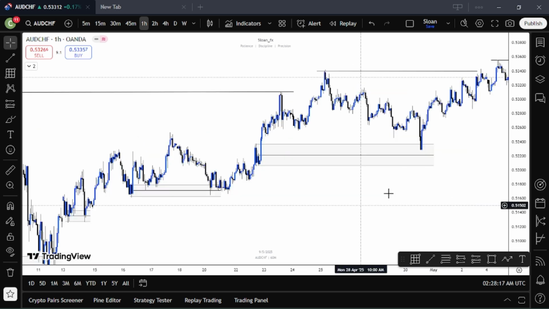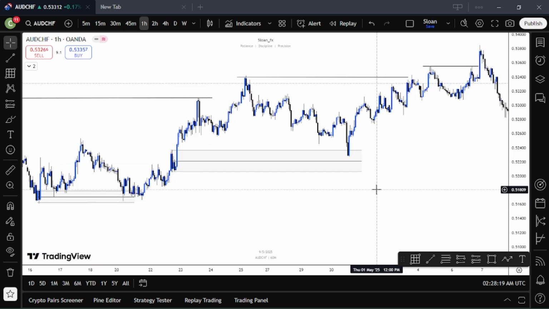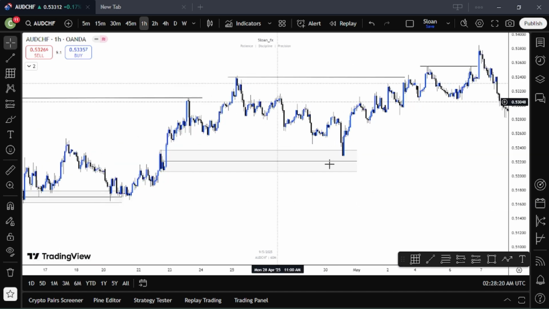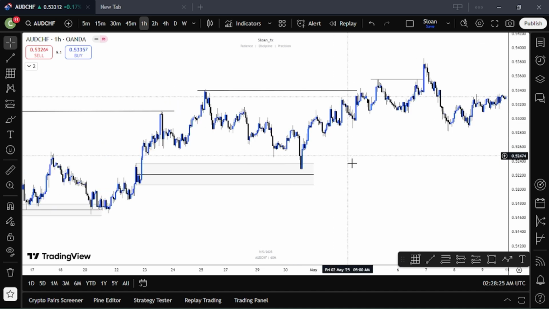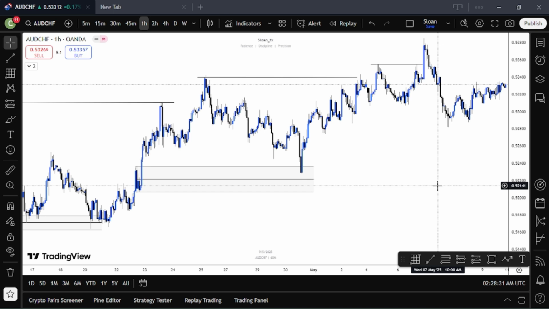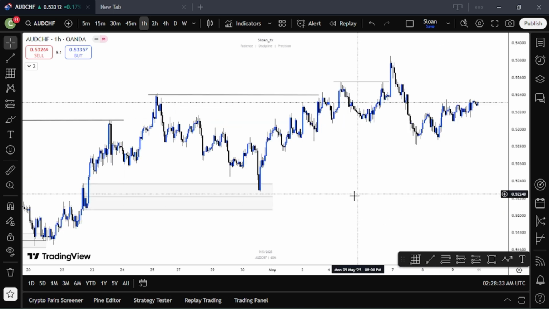I'm not interested in these counter trends or anything else here, because trading against the trend is one thing and it could lead you to taking unnecessary, unplanned losses.